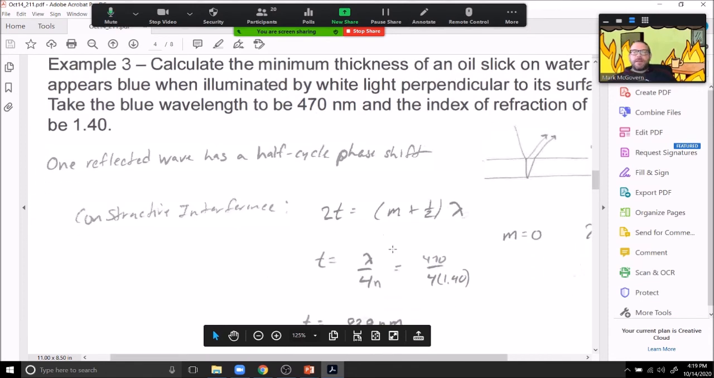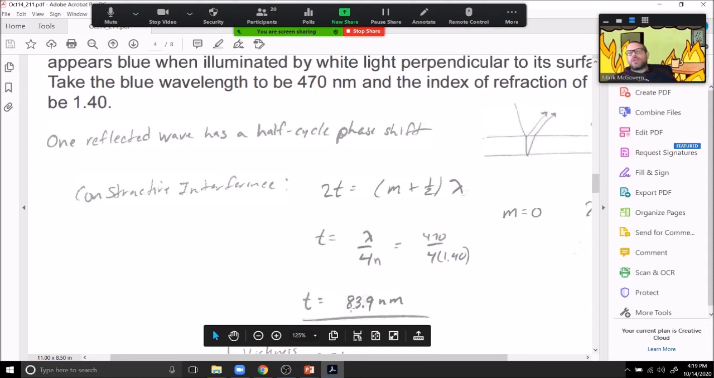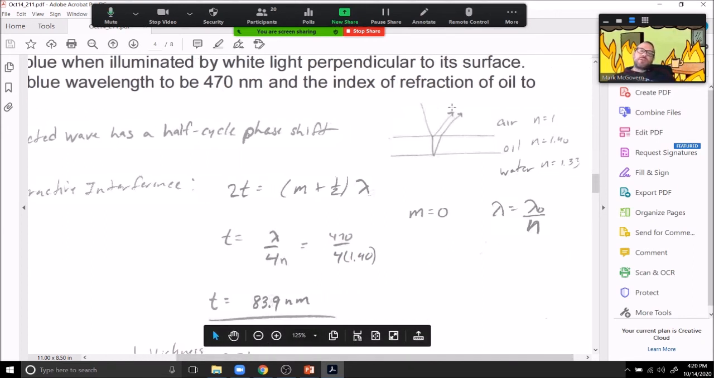So, solving for t yields 83.9 nanometers. So, in the setup here, a film that's about 84 nanometers should look blue, because the blue light is going to stand out. Right? Blue light's going to stand out, because that's what the two beams are going to be, your blue light.